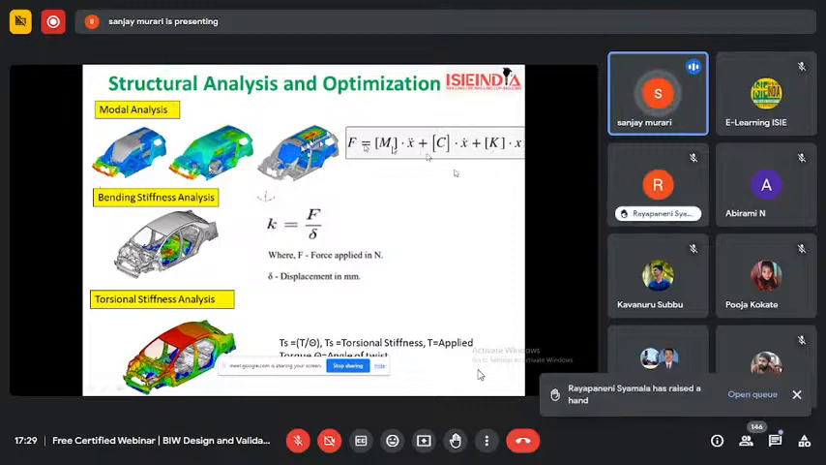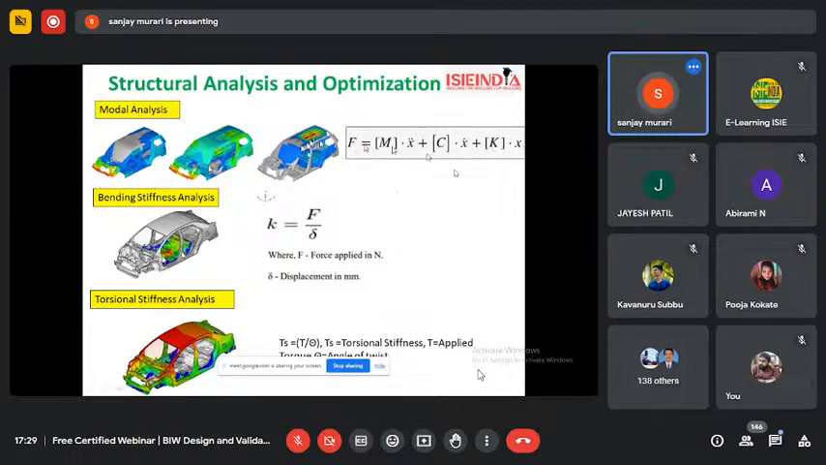Next comes bending stiffness. In bending stiffness, the BIW is constrained at its mounting locations, and the load is applied on the floor. Then the BIW will bend at the center. So how much deflection we are getting, that we will know, and the force we are applying at the center, that we will also know.